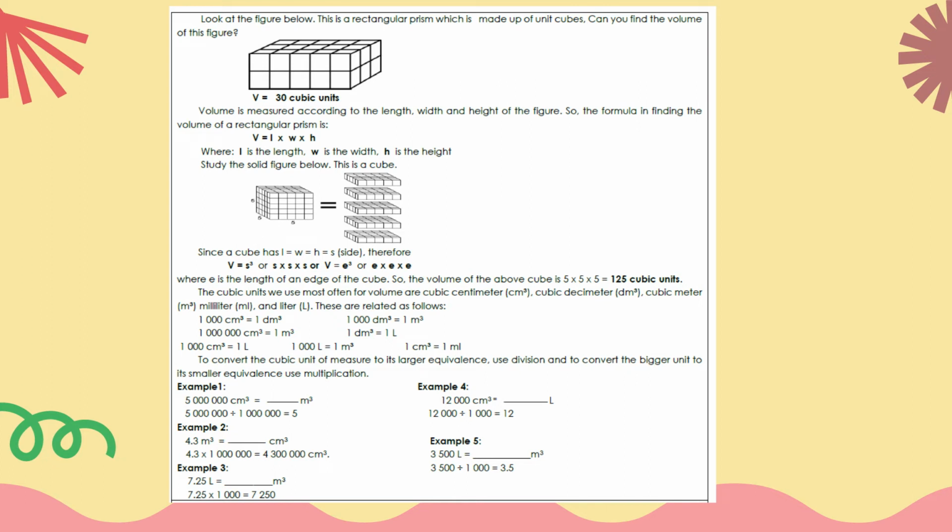Example 3: 7.25 cubic meters is equal to how many liters? 7.25 times 1,000 is equal to 7,250. Example 4: 12,000 cubic centimeters is how many liters? 12,000 divided by 1,000 is equal to 12. And example 5: 3,500 liters is how many cubic meters? 3,500 divided by 1,000 is equal to 3.5.